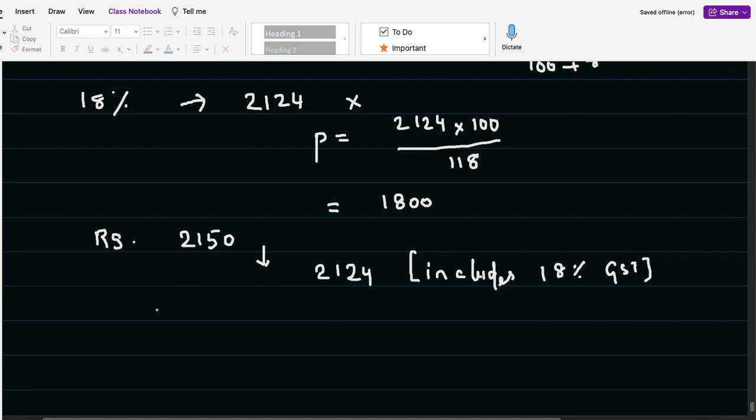Two things we need to find here. First, what is the reduced price excluding the GST? From this, we need to remove the GST and find the reduced price. Okay. Second is how much he reduced. Find the reduction. So how will we do that?